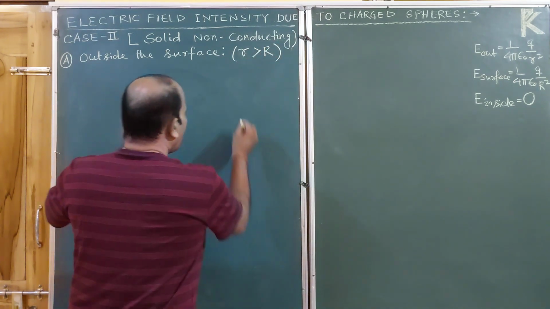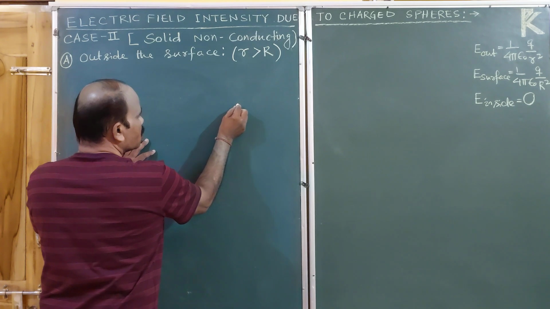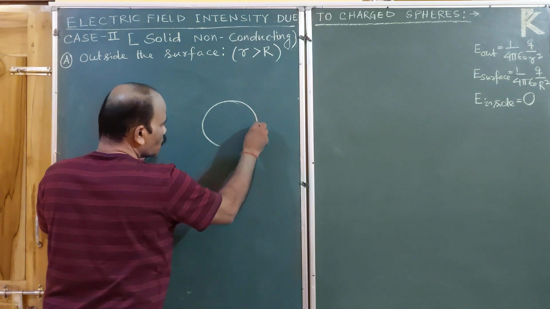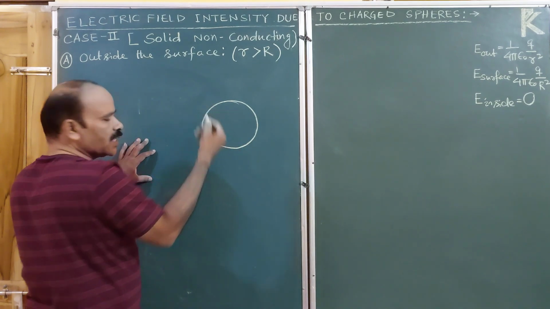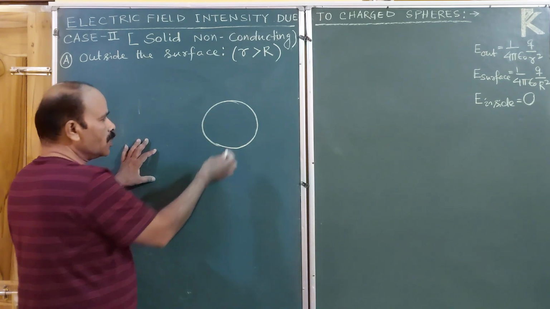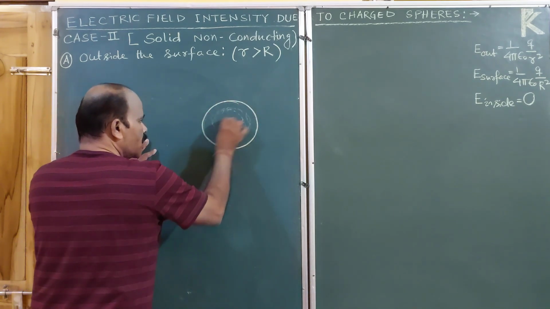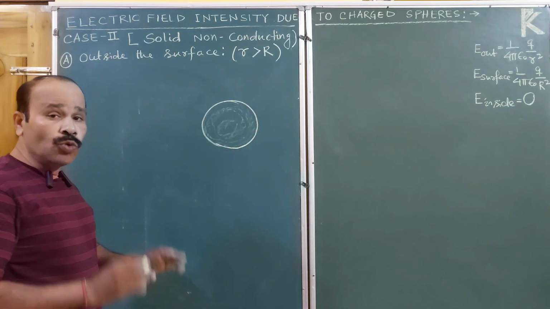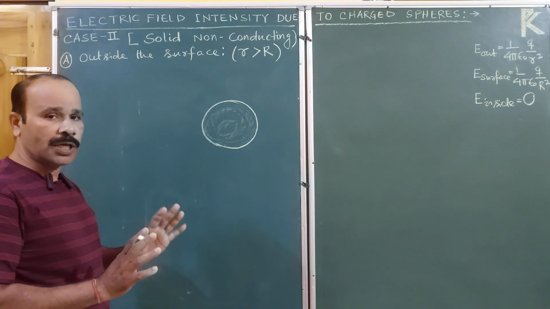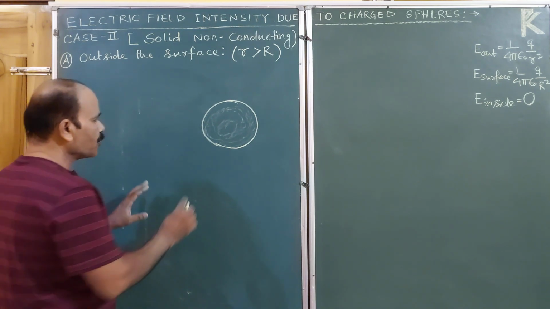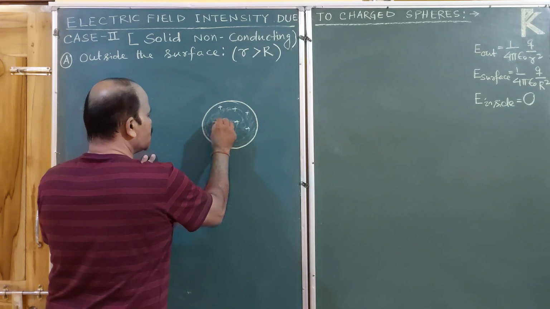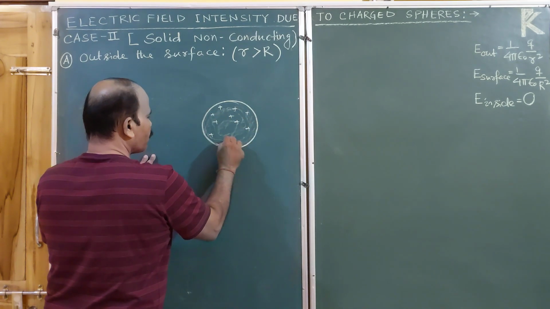Let this be my sphere. This is a solid sphere, and we are considering uniform distribution of charge, the easiest case. So plus plus plus plus, the charge is uniformly distributed.